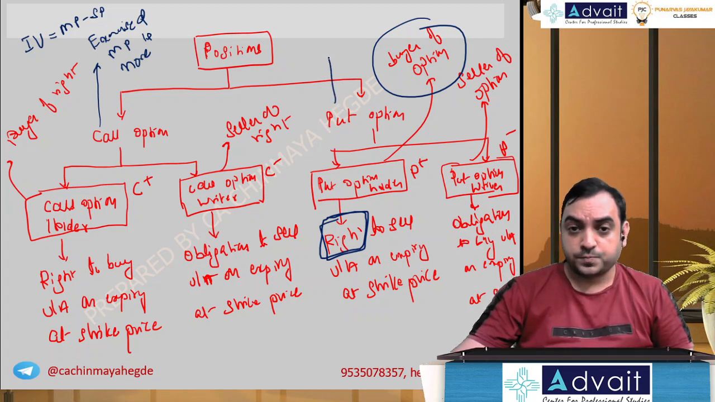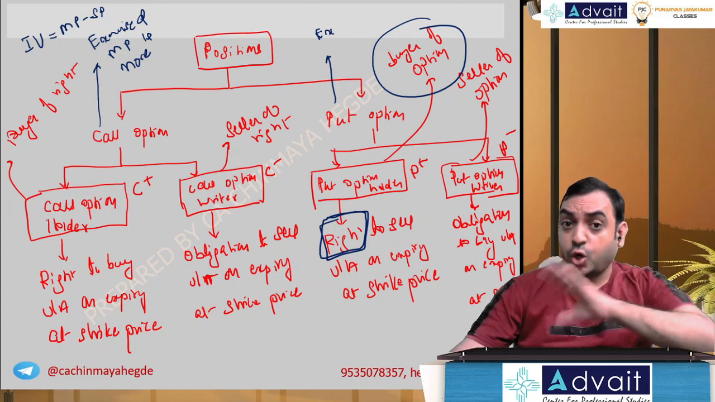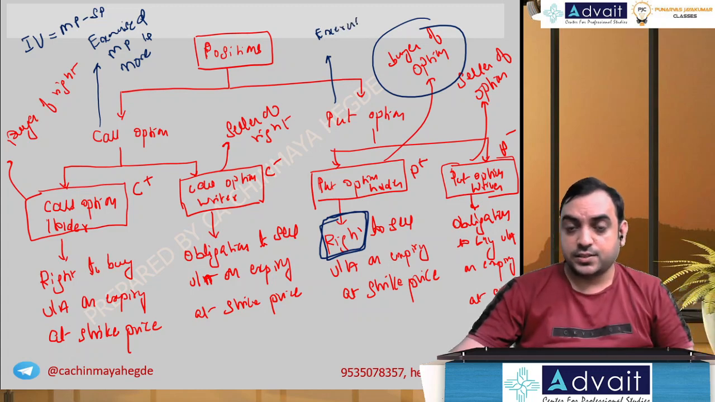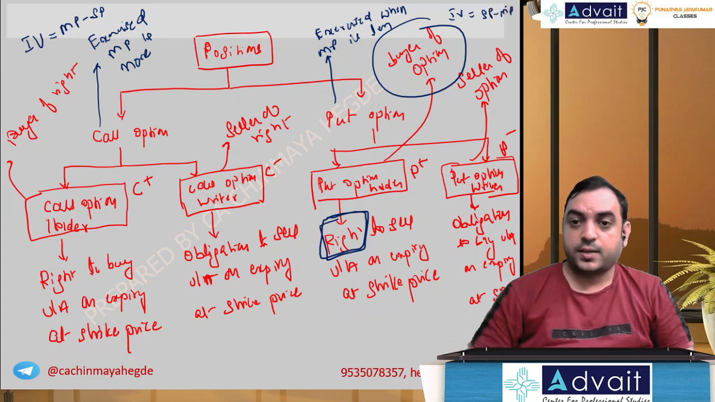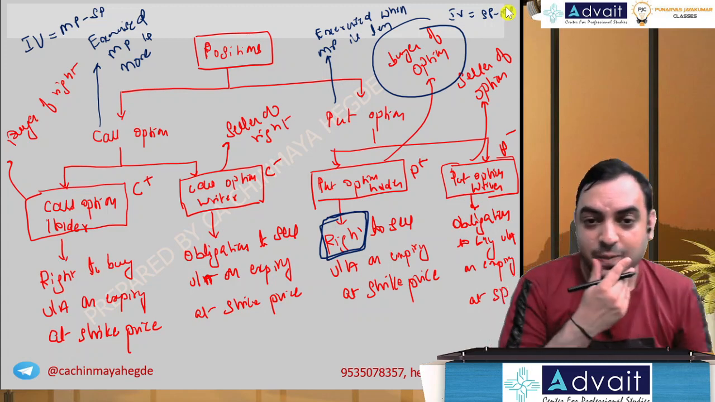Put option, exercised. Exercised by whom? Holder, not the writer. Exercised when the market price is less. And intrinsic value is given by the opposite: strike price minus market price.